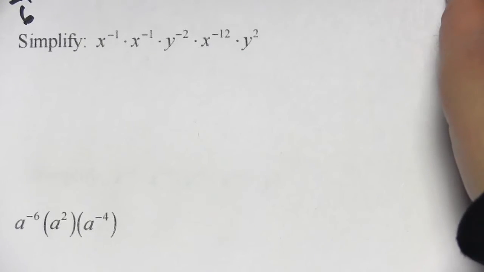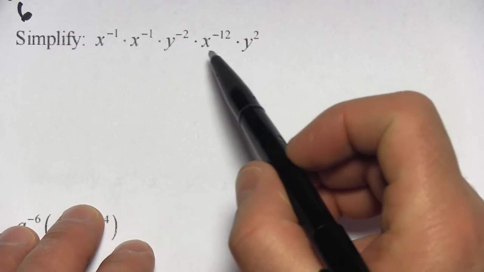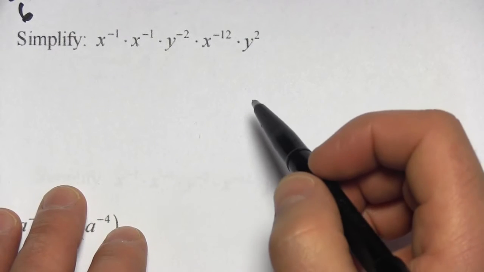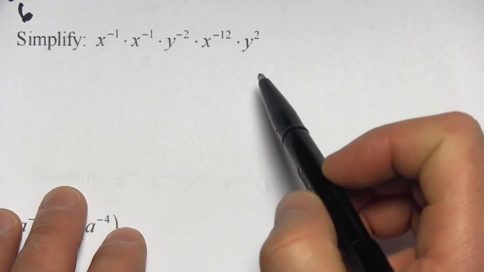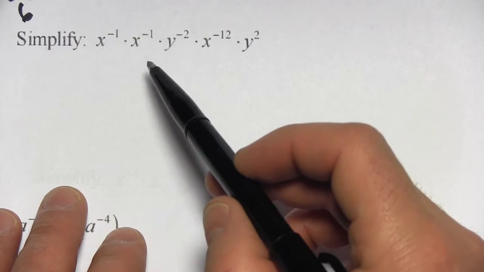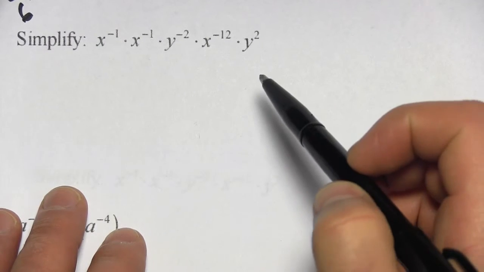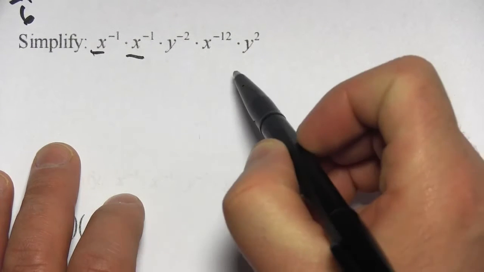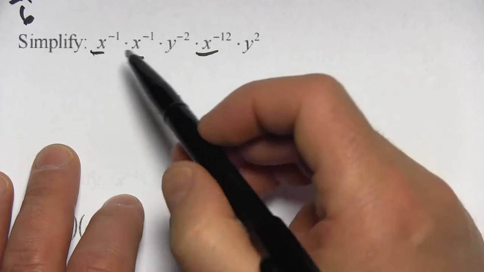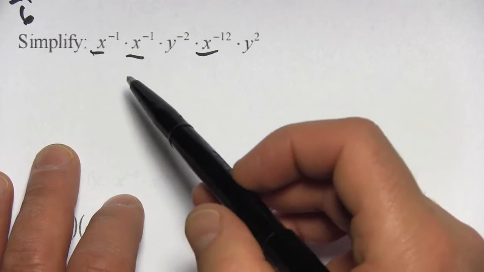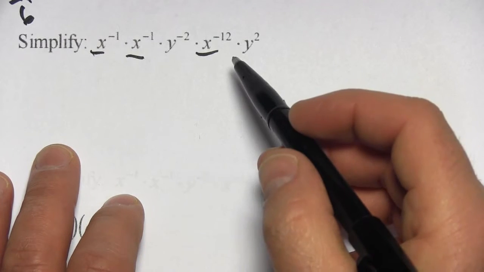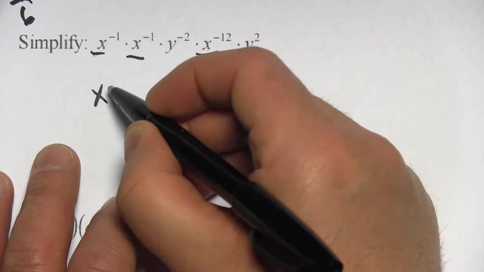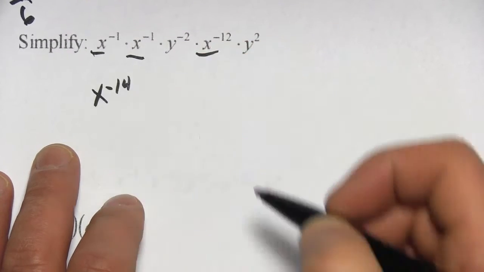This is in a little bit different form where we've got all these powers of x and y, and they're multiplied by each other. And remember, when you multiply the same bases, you add their exponents. So let's try this with the x's first. We've got a negative 1, a negative 1, a negative 12. If you add those together, negative 1 plus negative 1 plus negative 12, you'd end up with negative 14. So this x part is x to the negative 14.